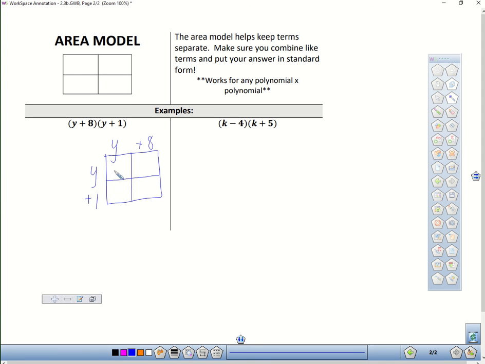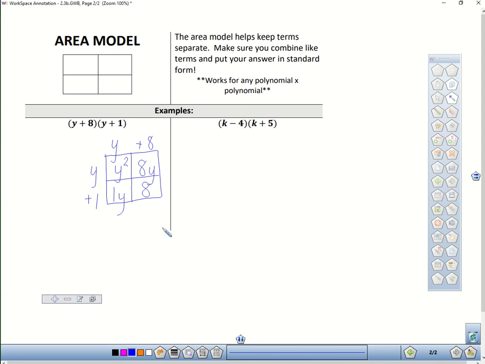So what's y times y? 2y. Not 2y, that's adding them. Y to the second. Good. What's y times 1? 1y. Yep, 1y, or just y, correct. And what's 8 times y? It would be like 8y. Correct. You got it. And then lastly, what's 8 times 1? 8. Good. Look at that.